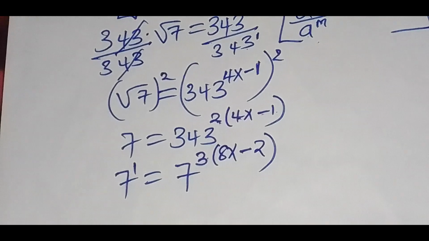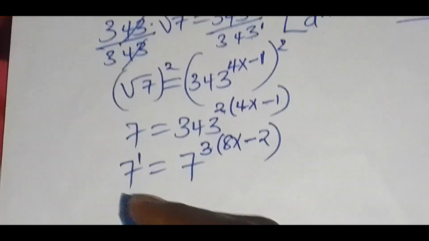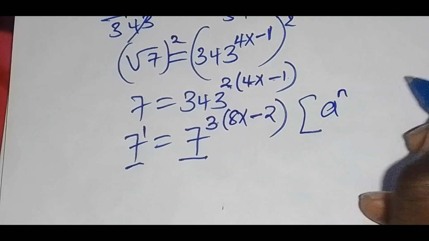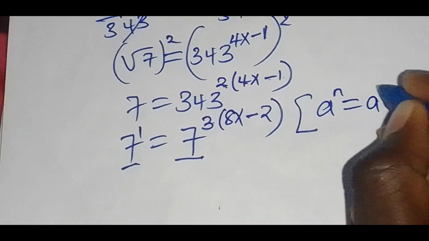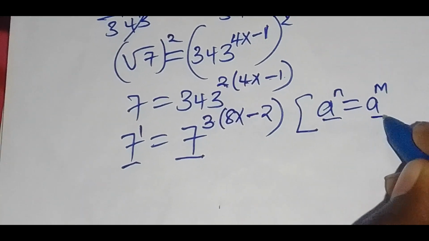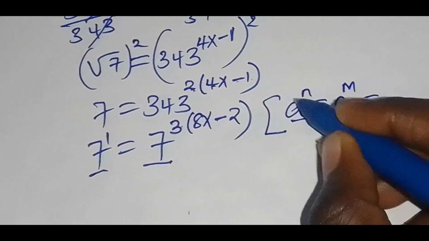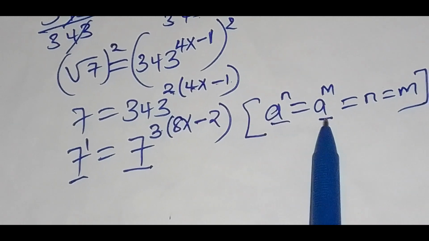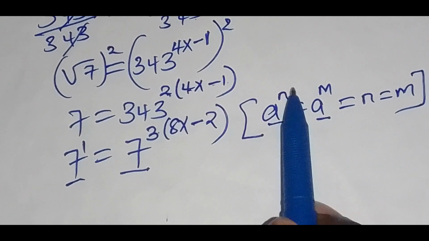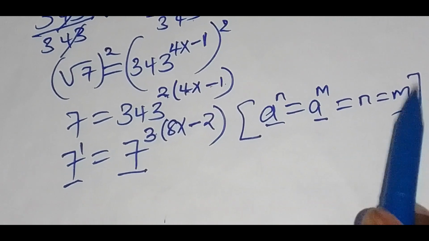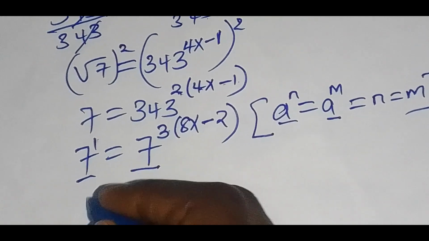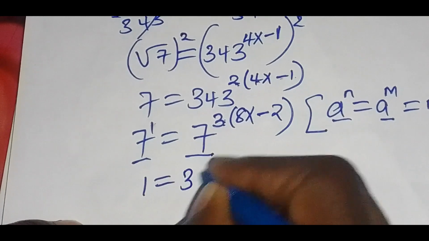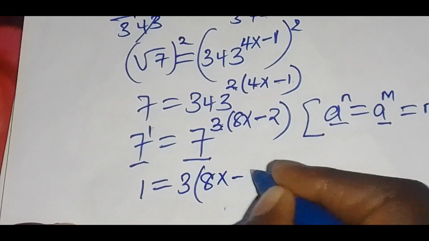Remember, this is 7 raised to power 1, and remember, we have a common base. Now applying this identity, a raised to power n is equal to a raised to power m, and since the bases are common, we just consider the powers, so that n is equal to m. If the bases are common, definitely the powers are going to be equal. So our n is 1, which is equal to our m. Our m will be equal to 3 multiplying by 8x minus 2.